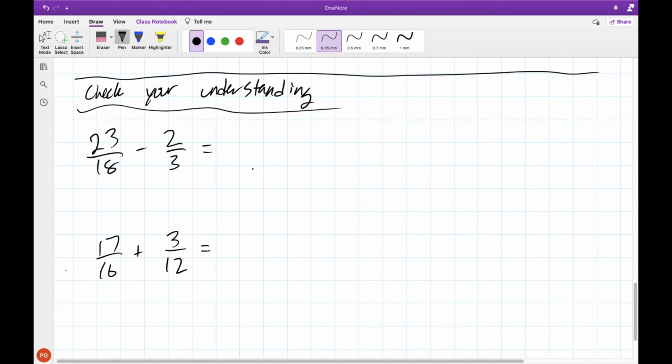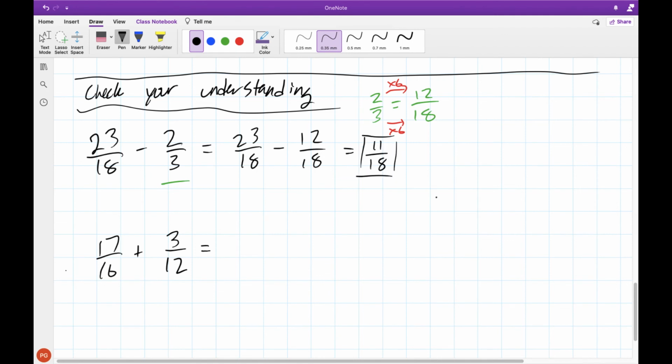All done? All right, let's try these out. So first one here, let's see if we can turn this into a fraction with a common denominator of 18. Notice we can multiply 3 by 6, which means we can do the same thing on the top here and get 12. So we can rewrite this problem as 23 over 18 minus 12 over 18. 23 minus 12 gives us 11. We keep our denominator the same. We can't reduce it, so that's our final answer.